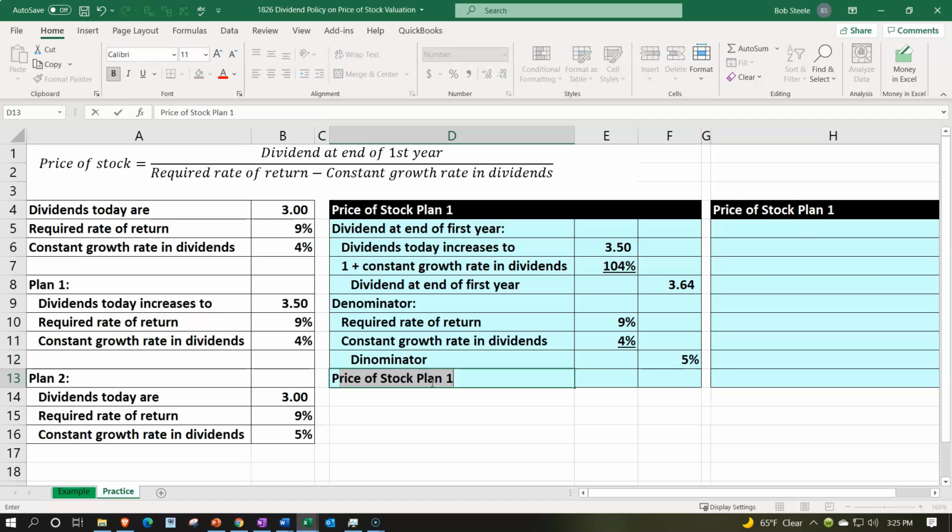And that's going to give us our price of stock for plan 1, which is going to be equal to the 3.64 divided by, numerator over the denominator, 5%, 73. Let's add a couple decimals to that, number group, couple decimals. So that's going to be the price for plan 1. Let's underline here as well, font group and underline.